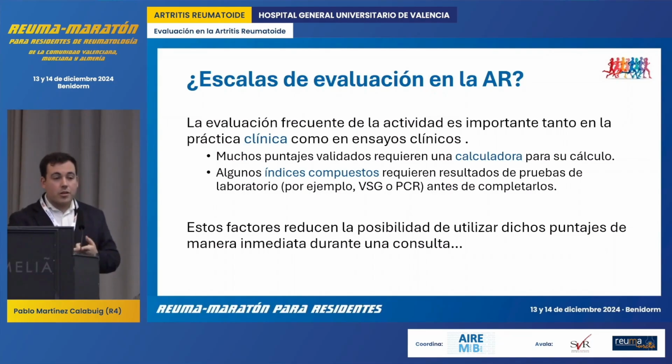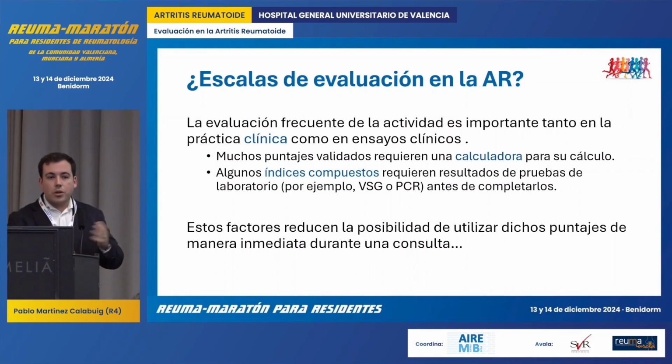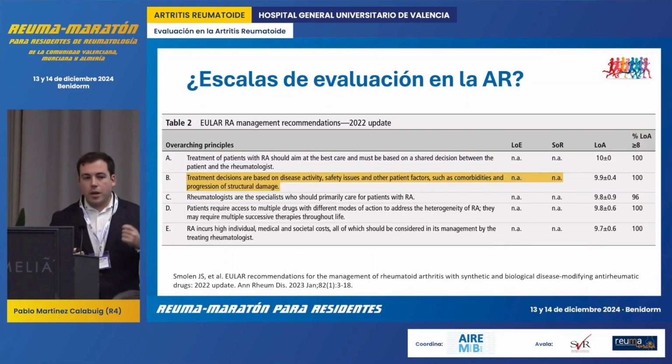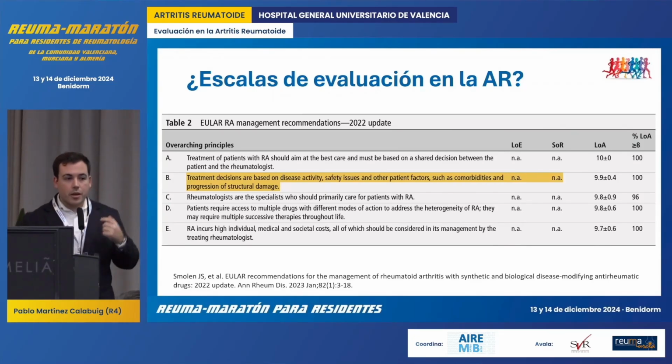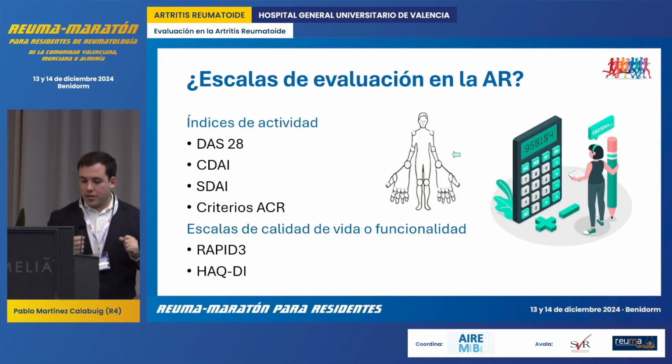There are many scores that require calculators to compute, and it's true that many composite indices not only include clinical manifestations, but also analytical variables that can help us. And it's also true that the more components an index has, the more challenging it can be to use in day-to-day practice. And why do we have to use these evaluation scales? Because EULAR says so, as Laura will mention later, treatment decisions must be based on the clinical activity of the disease. And not only that, but also comorbidities and the structural damage that patients may have. And for all of this, we need evaluation scales.